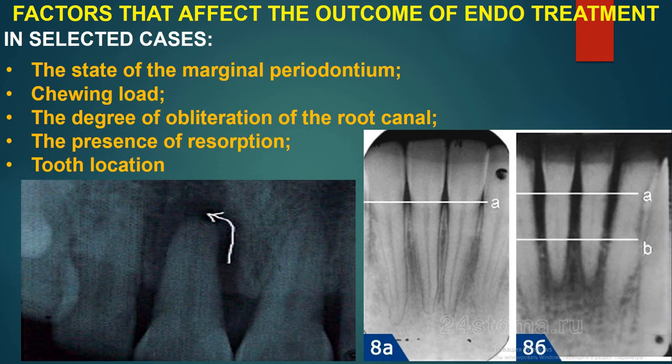Factors that affect the outcome of endotreatment. In selected cases: the state of the marginal periodontium, chewing load, the degree of obliteration of the root canal, the presence of resorption, and tooth location.